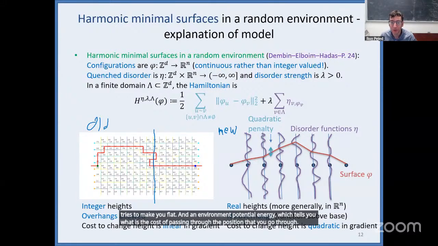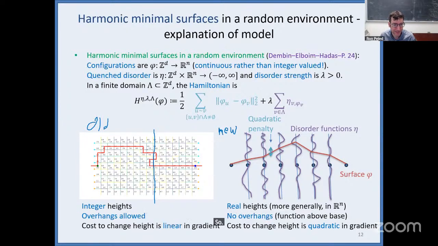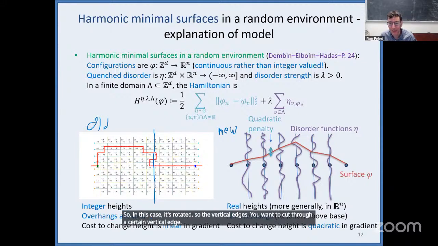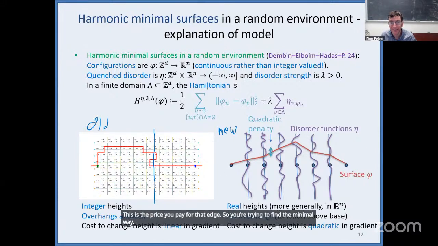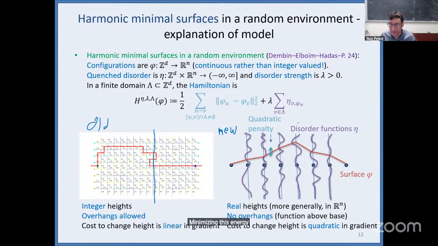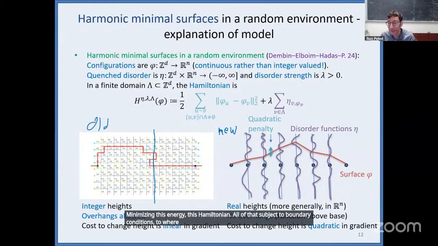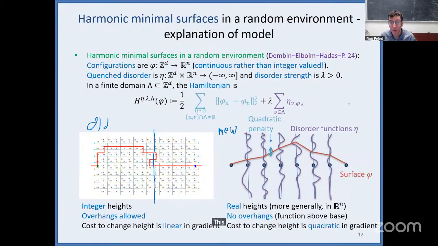These purple functions should be thought of as like these random numbers that were on the edges. So mostly the horizontal edges, I would say. So it's like if you want to go through a certain, in this case it's rotated, so the vertical edges. You want to cut through a certain vertical edge, this is the price you pay for that edge. So you're trying to find the minimal way, minimizing this energy, this Hamiltonian. All of that subject to boundary conditions, to where you start and where you end. This is the model of harmonic minimal surfaces in a random environment.